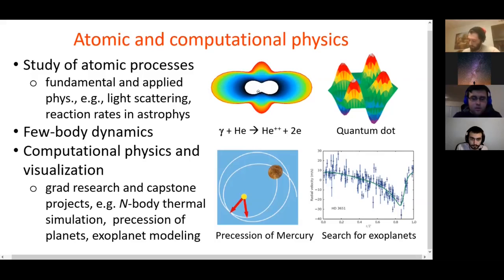So what I'm showing here is the electron density distribution in time in this reaction. So you come in with a photon, knocking on helium and freeing two electrons. So this is what we call the double ionization process.